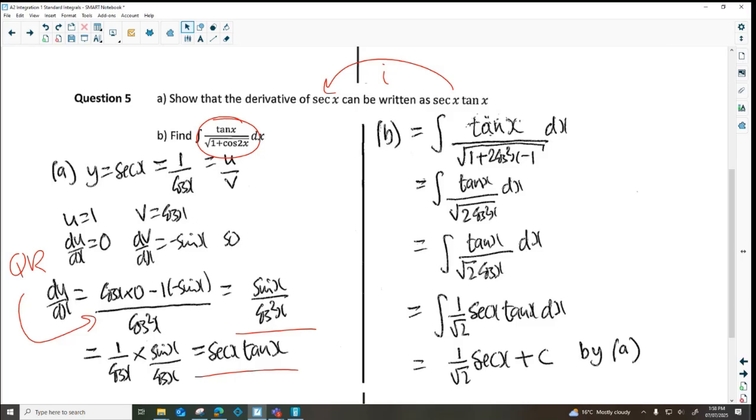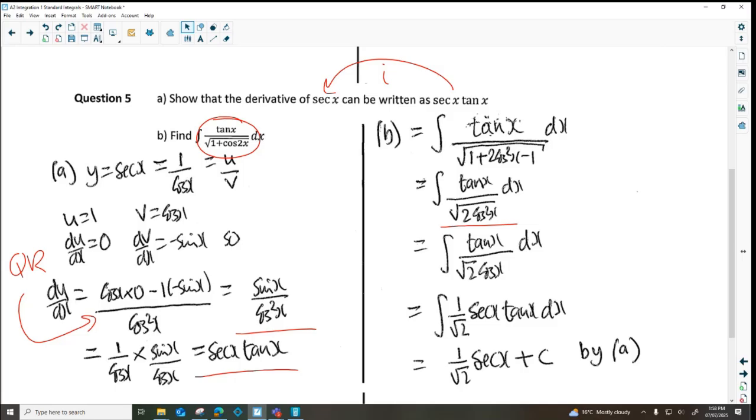Now the plus and minus 1's cancel, so you get the integral of tan x over root of 2 cos squared x. And that's okay, because I can just square root the first, and that's root 2, and square root the second, and that's just cos. So it's the integral of tan over root 2 cos.